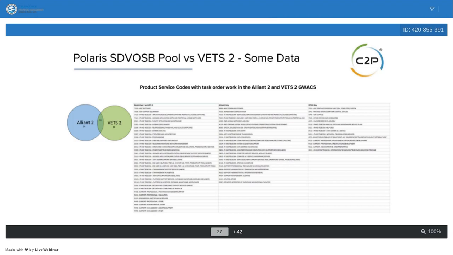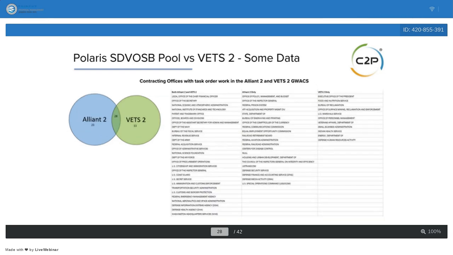So if you're looking at the product service code level, you might get a better idea of which types of work, if I'm in the small business pool, are more likely to go to Polaris now that they have a service-disabled small veteran pool, versus which ones are likely to go to VETS 2 as an established contract vehicle in that area. And then I just did the same sort of comparison again, this time looking at the contracting offices to see which ones are really working with both of these vehicles, which ones have been more Alliant, and which ones have been VETS.